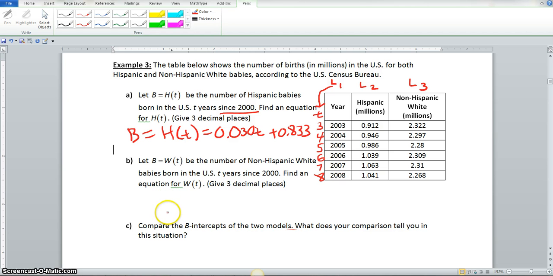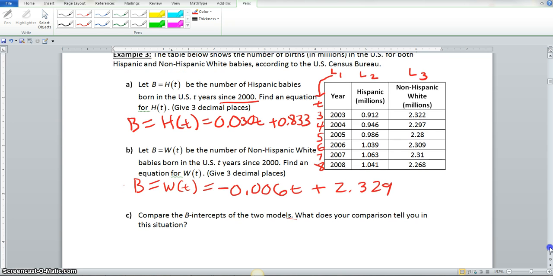So, after you put this in your calculator, you will end up with b is equal to w of t, which is equal to negative 0.006t plus 2.329. And that is your final answer. Now remember, we're still rounding to 3 decimal places.